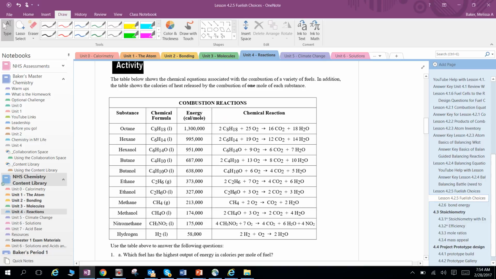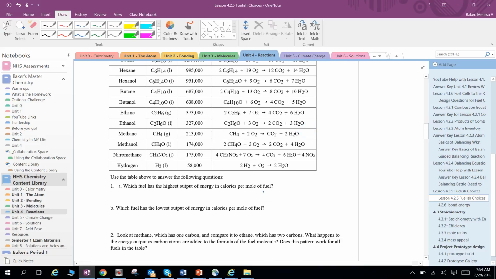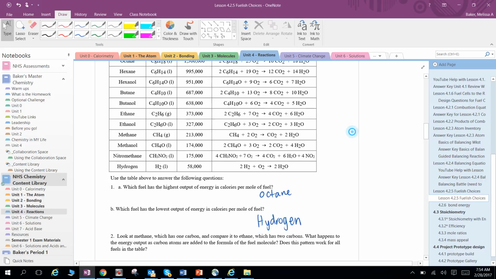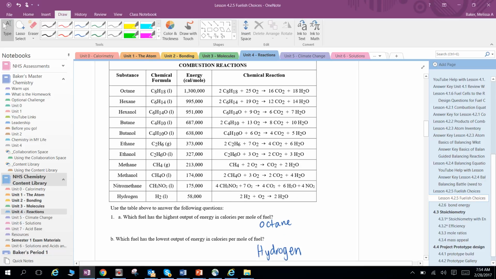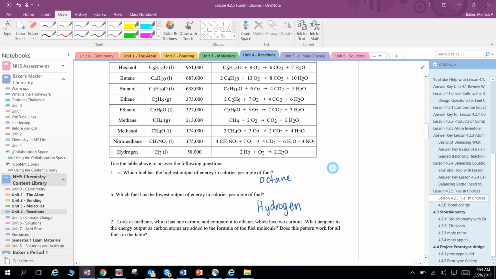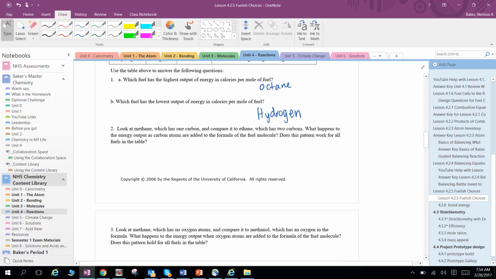Let's take a look at the activity together. There are a whole bunch of different fuels listed with how much energy they release per mole. And obviously we're seeing that octane is releasing the highest amount in calories per mole. And the lowest is hydrogen. And you'll also probably notice that octane was the largest and hydrogen was the smallest.